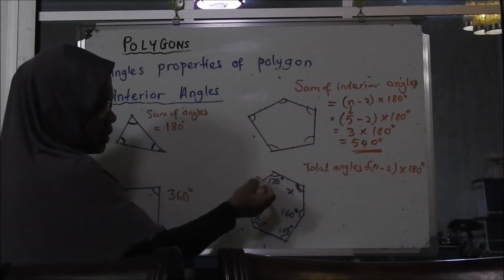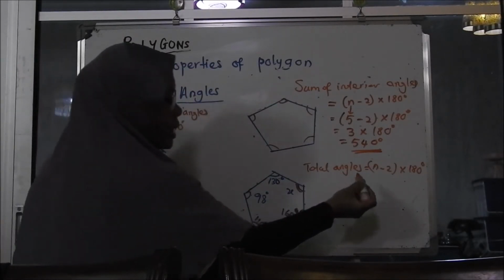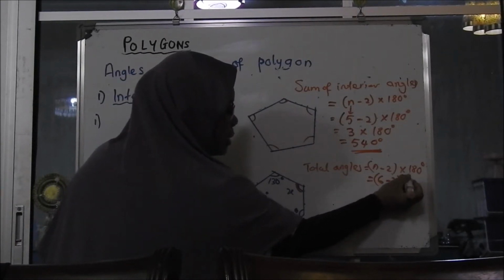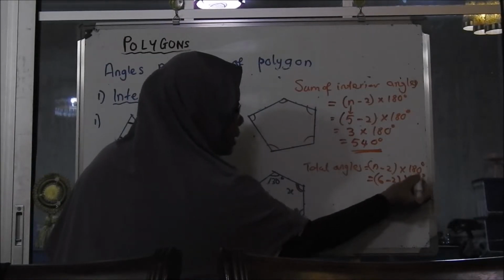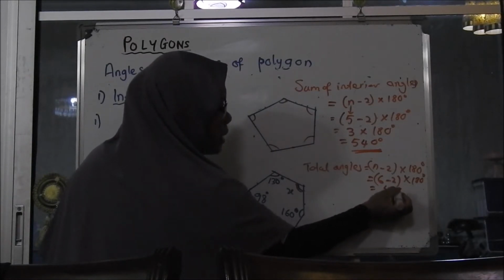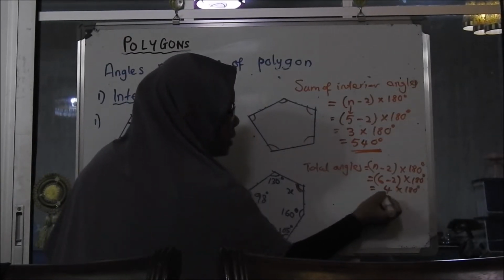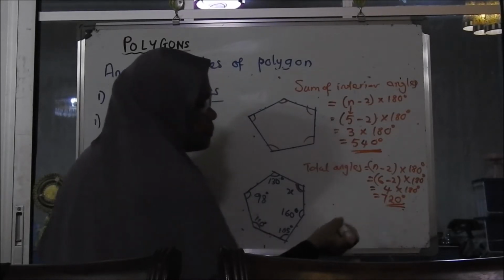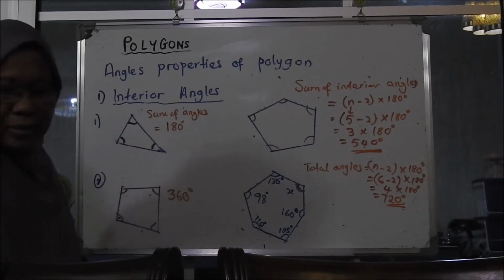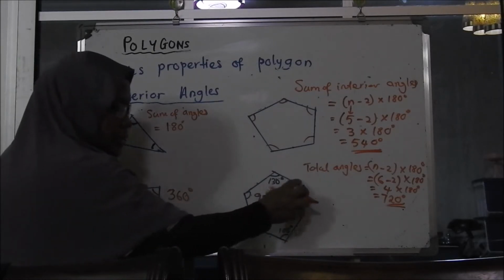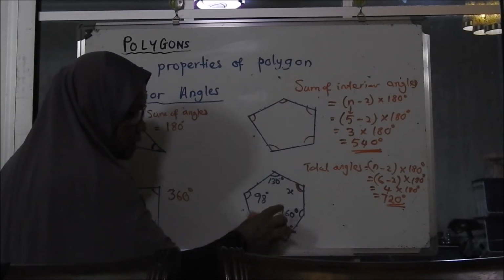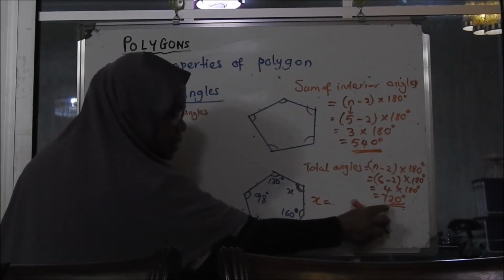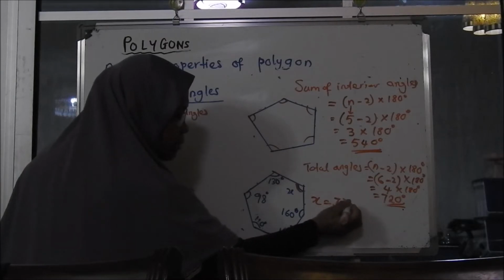Now, you already counted just now, you have 6 sides. So, 6 minus 2 times 180. Now, you get 4 times 180. You have 720 degrees. Now, what should you do? The total here is 720. Now, find the value of x. So, to find x, use the total 720.